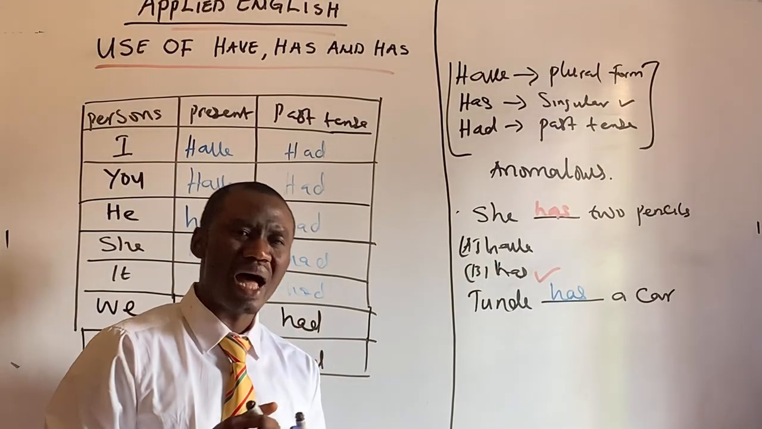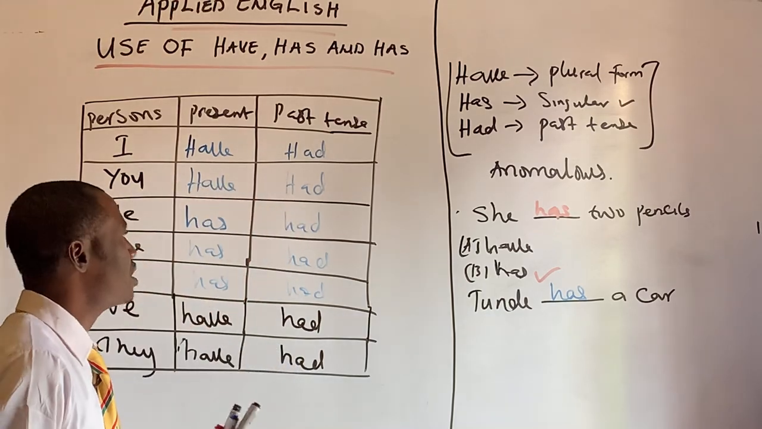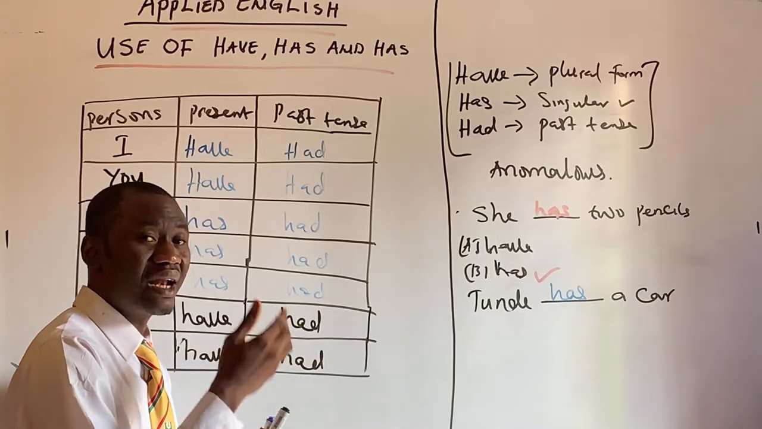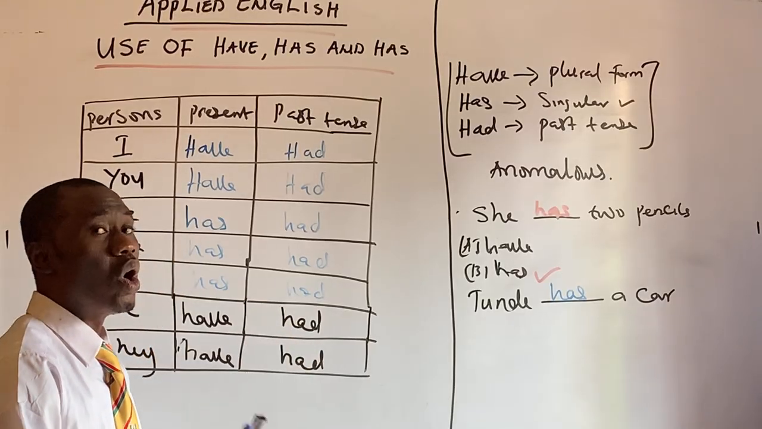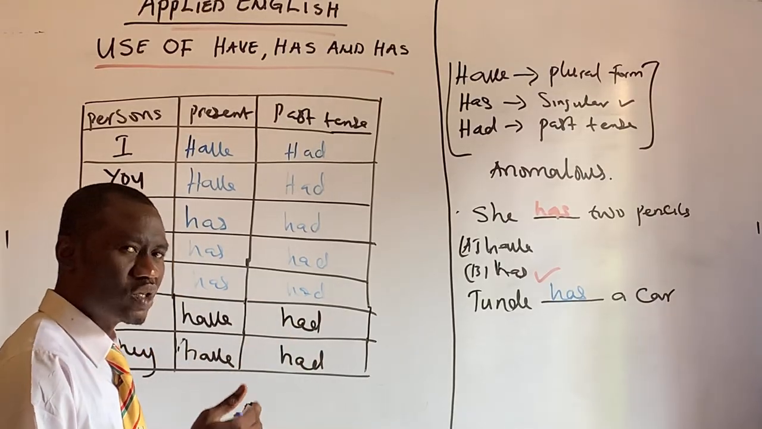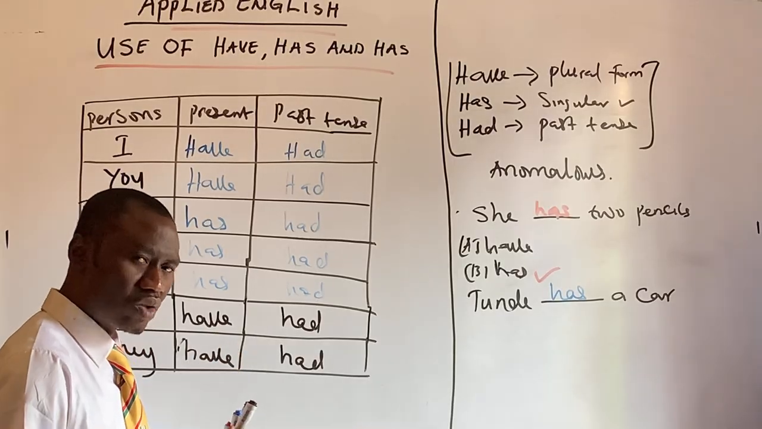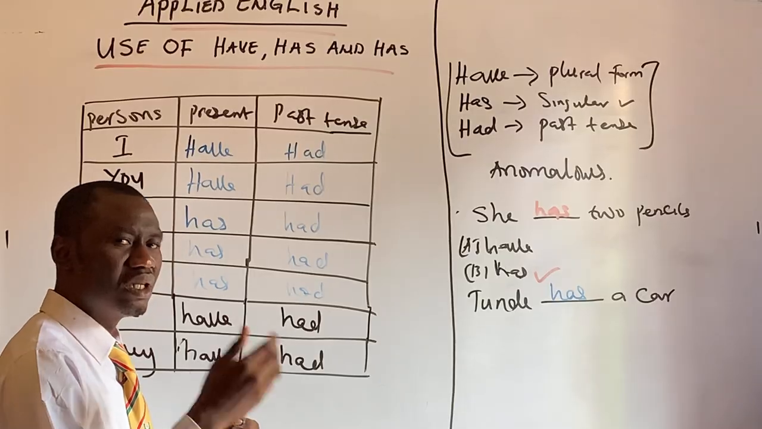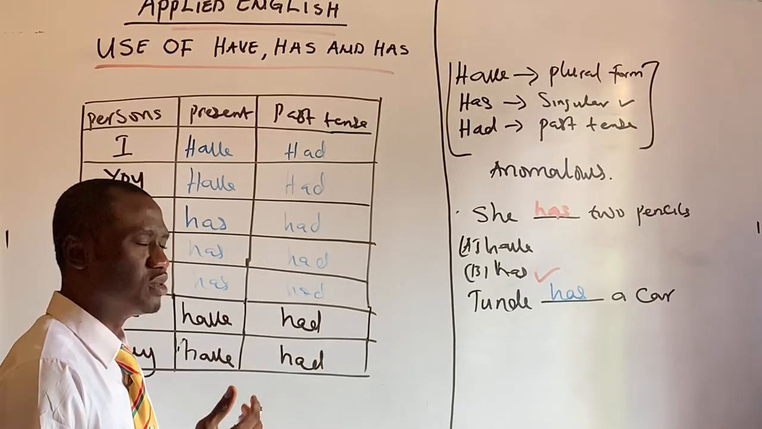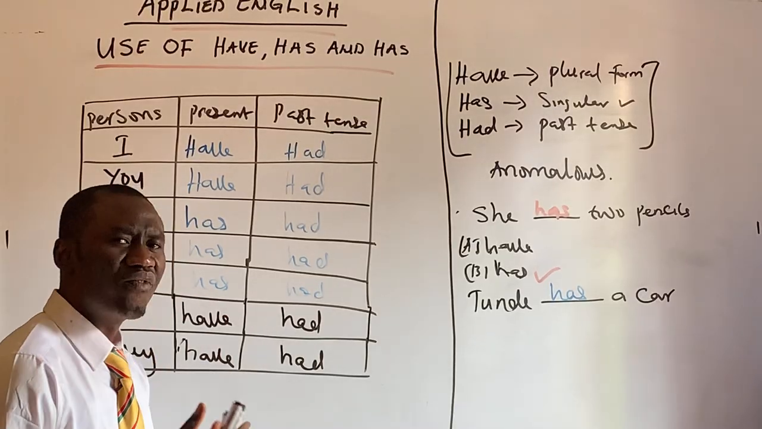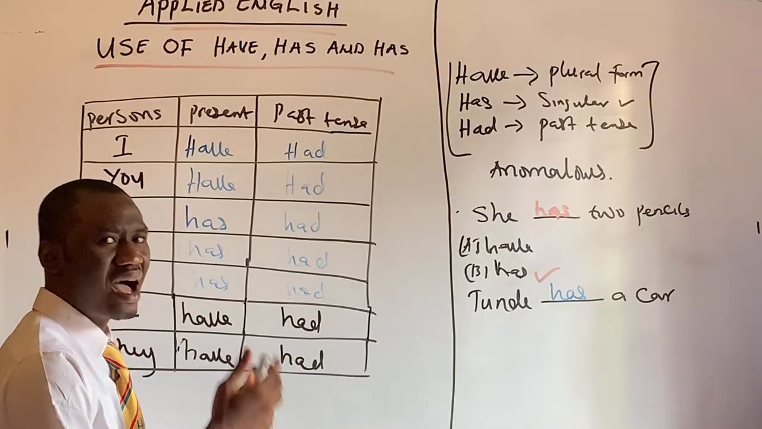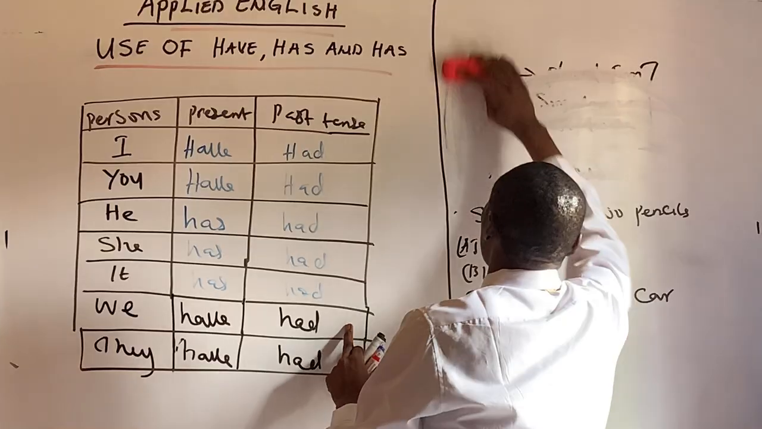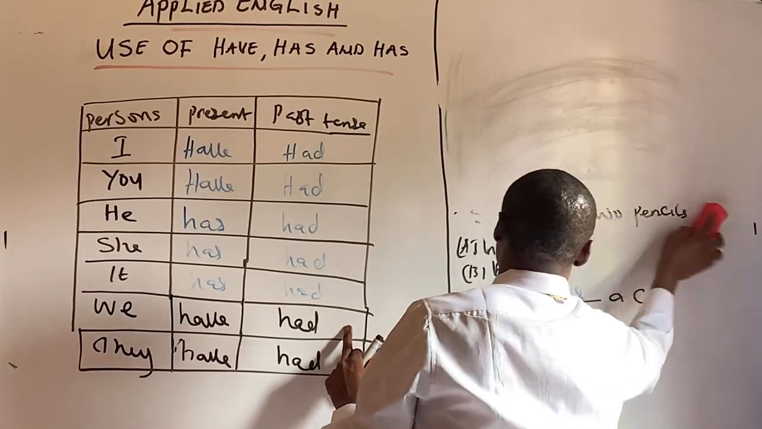Now we have looked at this table. We have seen the use of have, has, and had relative to first person, second person, third person singular subject, first person, second person, third person plural subject. Now, we go to the functions of have, has, and had. What are the two major functions of has, have, and had?